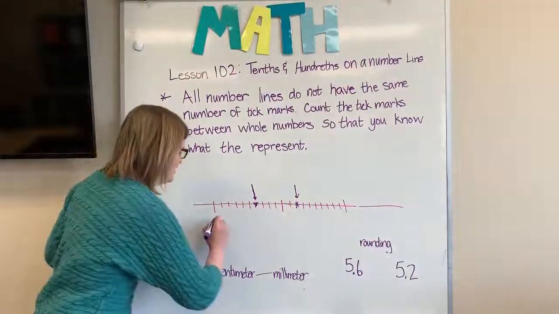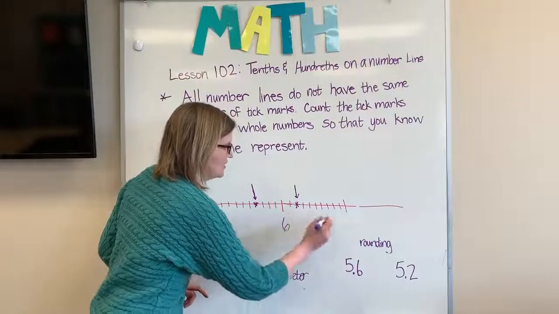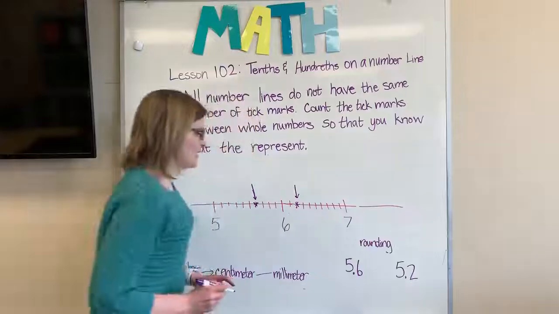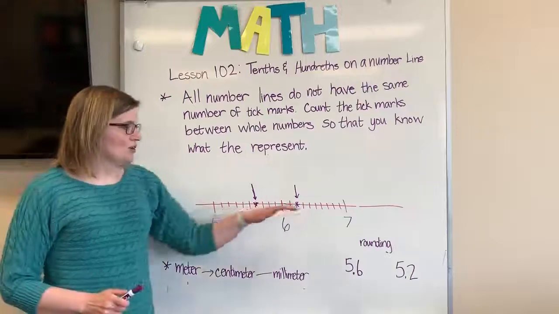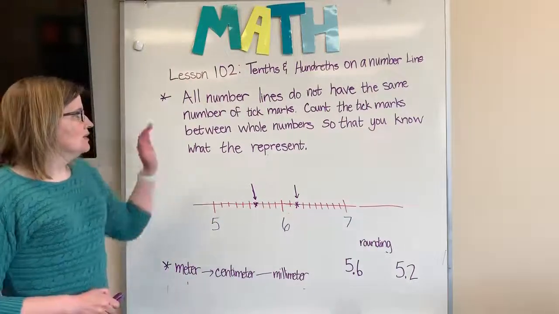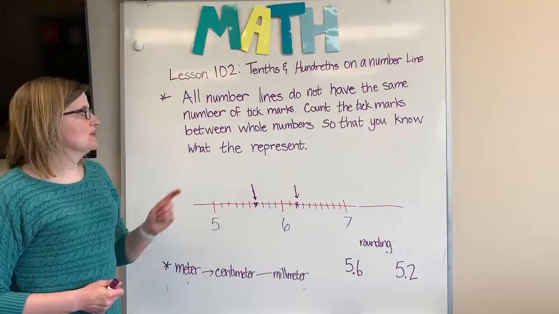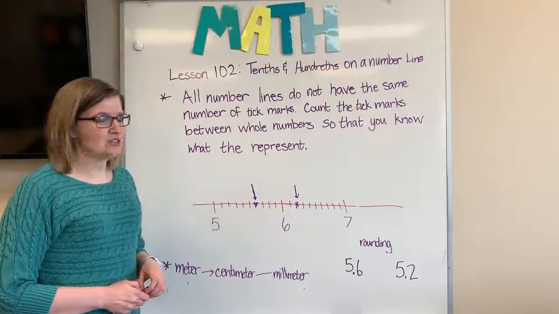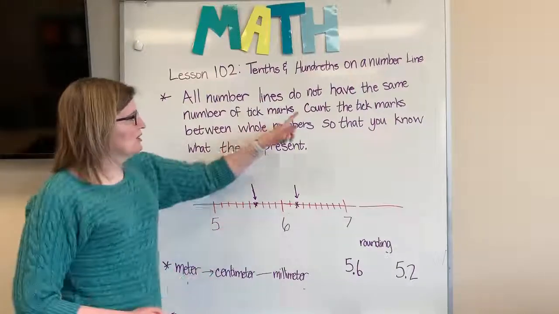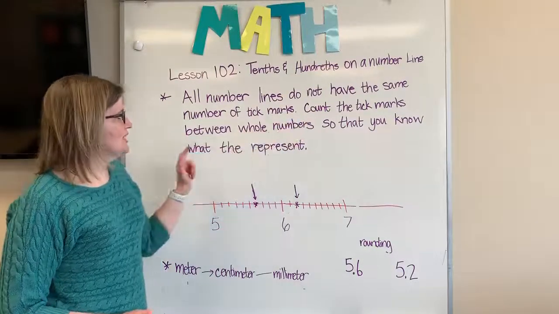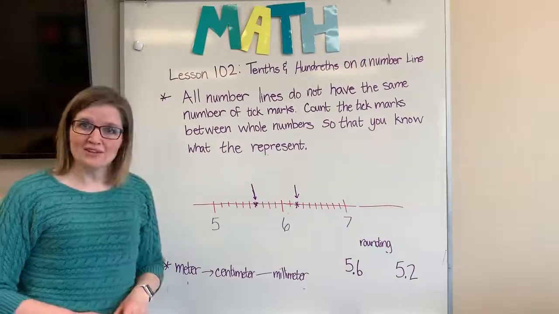This number line has the whole numbers of 5 and 6, and then this is going to be 7. And so with that in mind, then we can begin figuring out what this means. First, for your notes, I would like you to write down: all number lines do not have the same number of tick marks. For us to figure out relationships, the first thing you need to do is count the tick marks between the whole numbers so that you know what they represent.